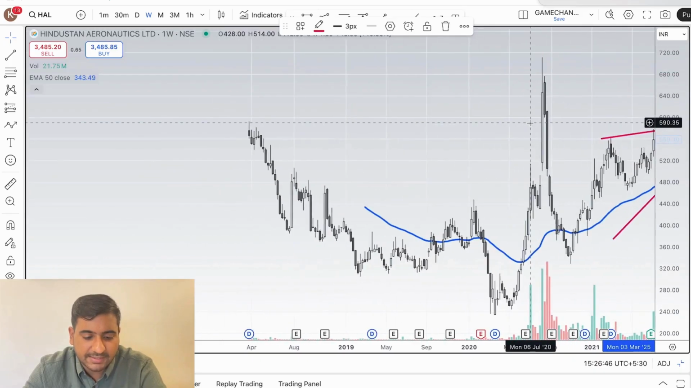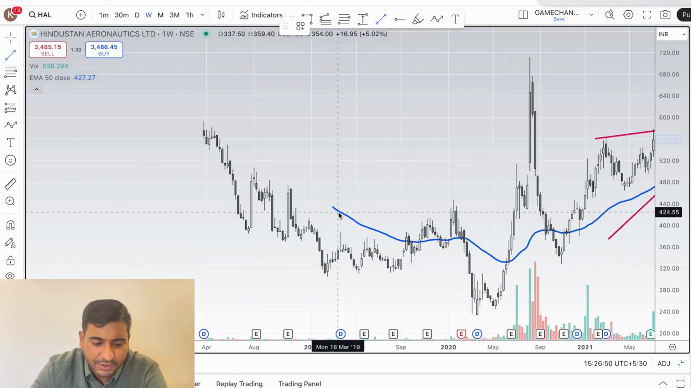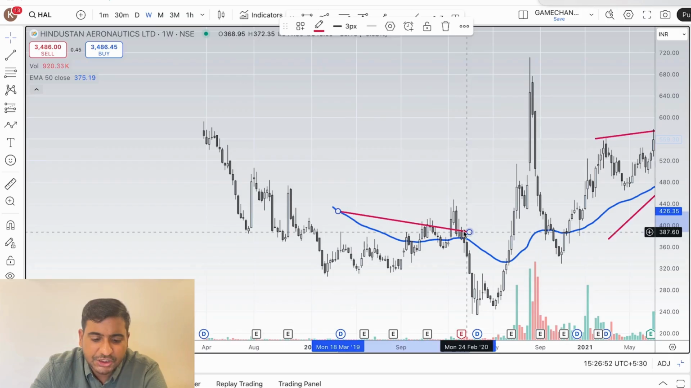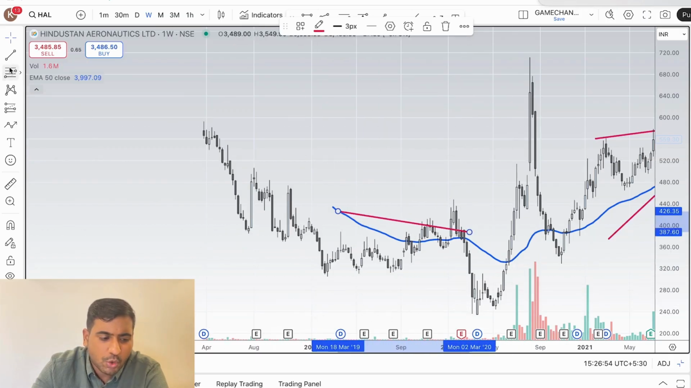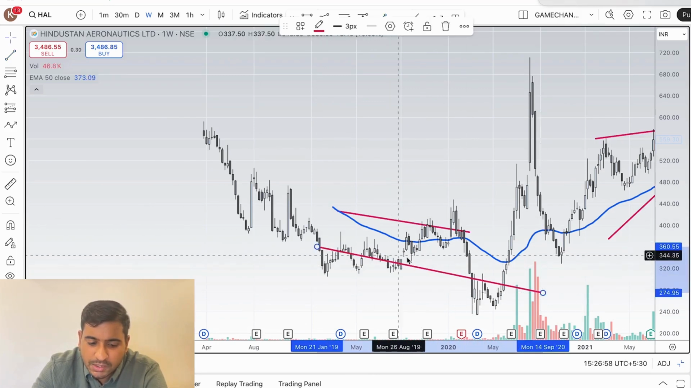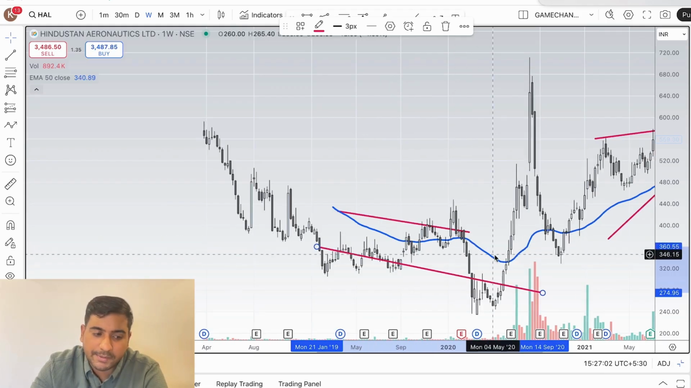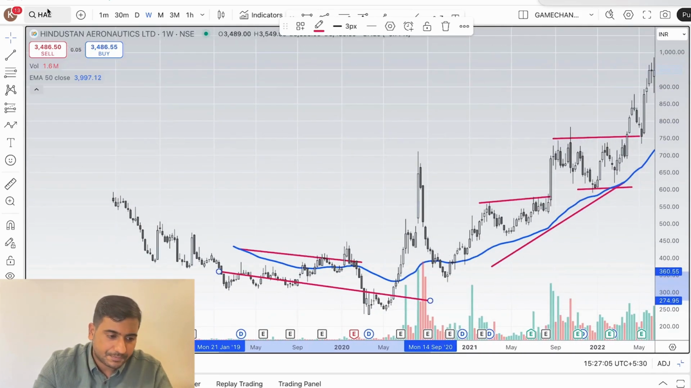I'll give you another example. In the same stock, have a look at this moving average here. This is sloping downward. You do not want to buy the stock here while it is sloping downward and the moving average is sideways to downward. You don't want to buy it. I'll give you another example.